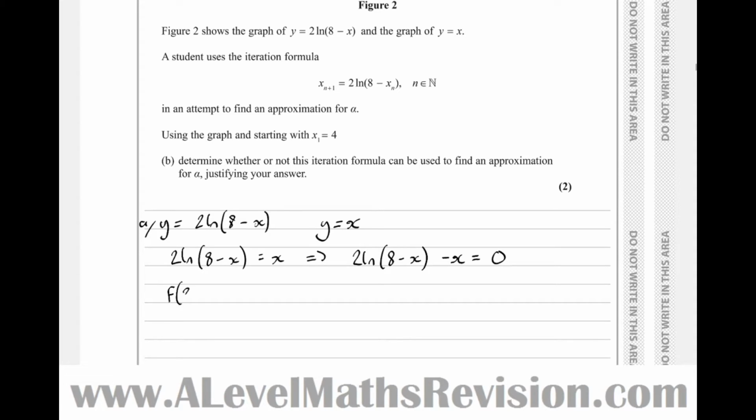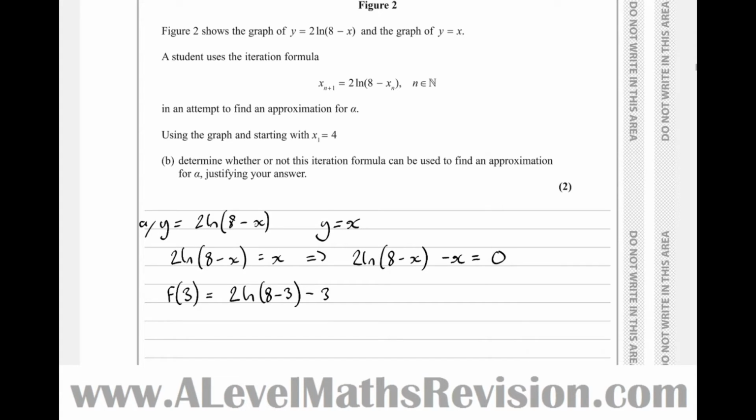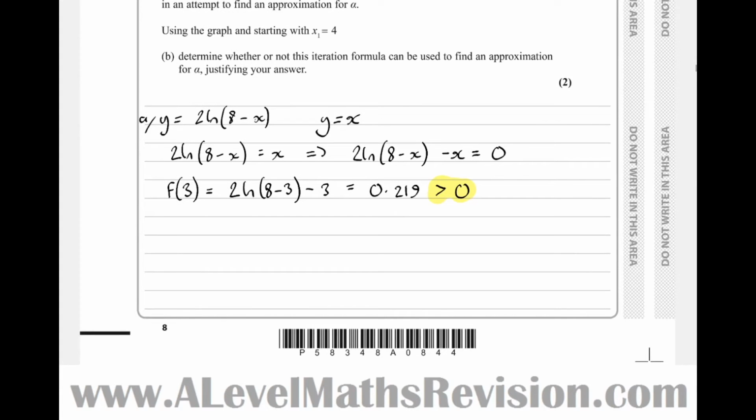So find f of 3 equals 2 log of 8 minus 3, minus 3. Putting that in the calculator, 2 natural log of 5 take 3 is 0.219, and we must do this bit, which is greater than 0, and that's an important thing to write. We must compare it to 0.